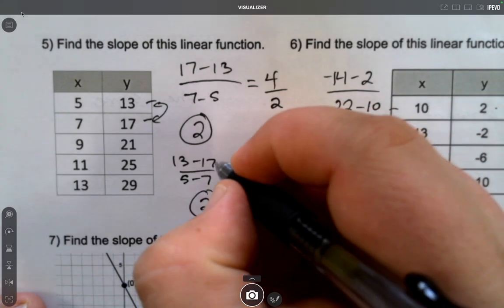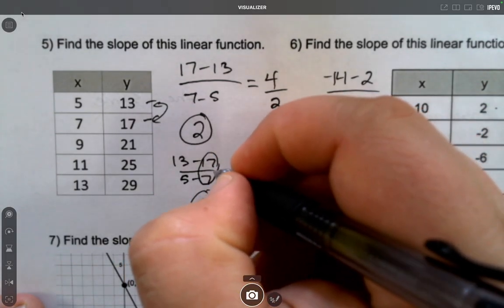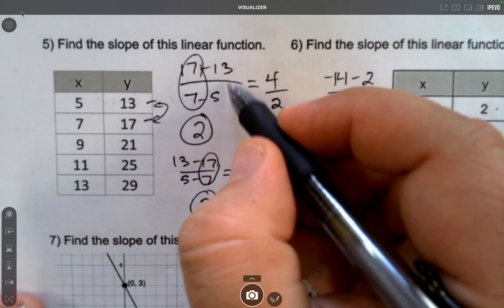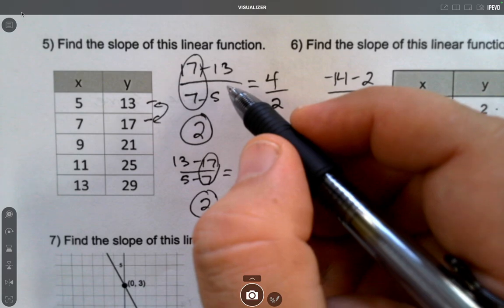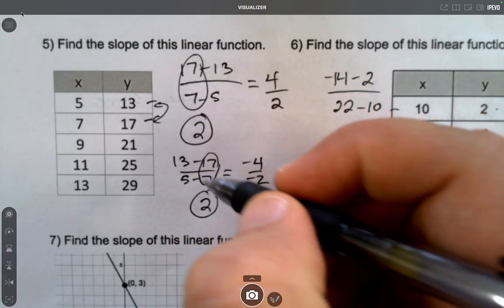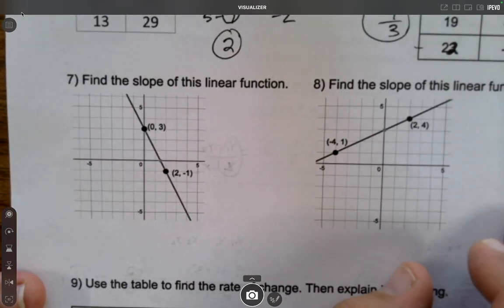So it was essential I kept the 17 and the 7 together, but it worked fine if they were the second numbers or the first numbers. Same with the 13 and the 5. They had to stay together, but it was fine for them to be the second point or the first point. So when you're choosing from 2 points on a graph, it doesn't matter which one you call y2 and y1.